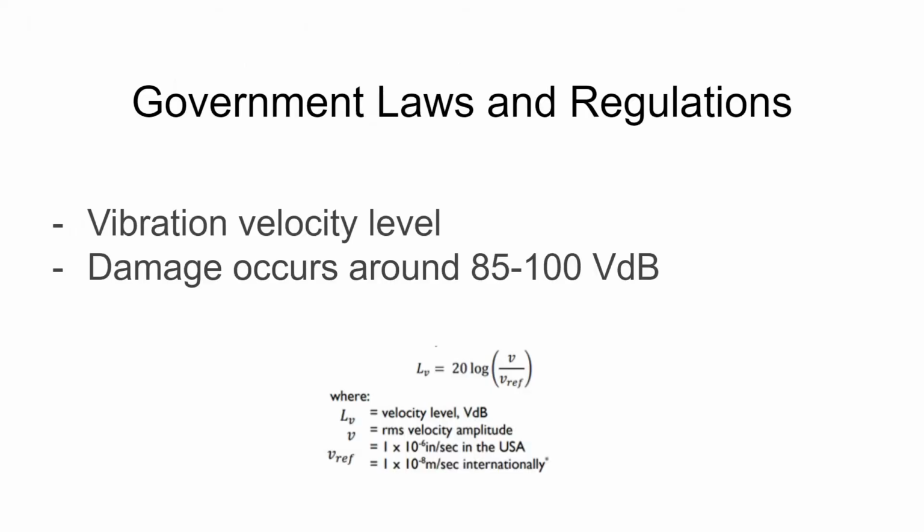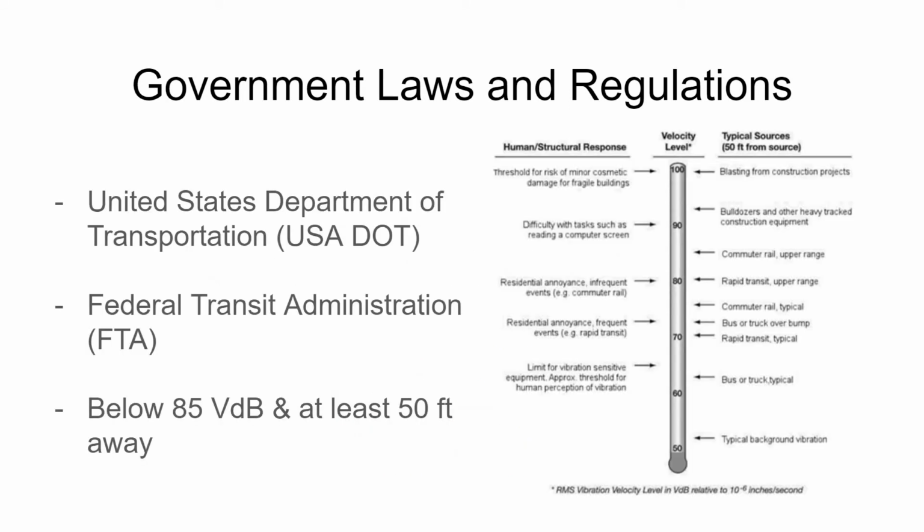These projects must follow government laws and regulations that protect both new and old buildings. An effective way of knowing whether the rail system will cause damage to surrounding buildings is to calculate the vibration velocity caused by the moving trains in relation to the distance between the rail and the building. Vibration velocity is calculated as shown. Damage starts to occur when the velocity levels exceed 85 vibration decibels.